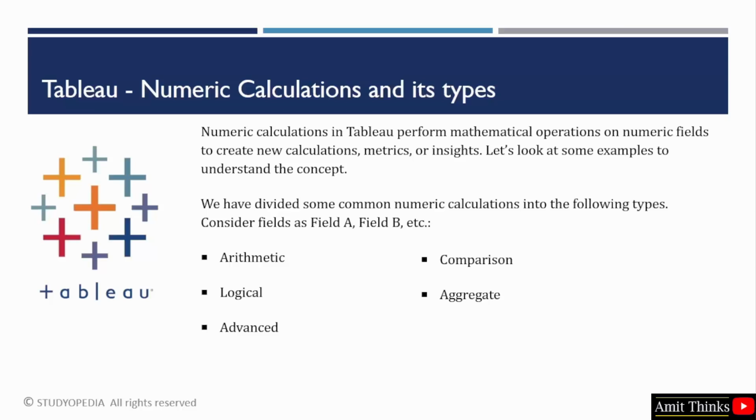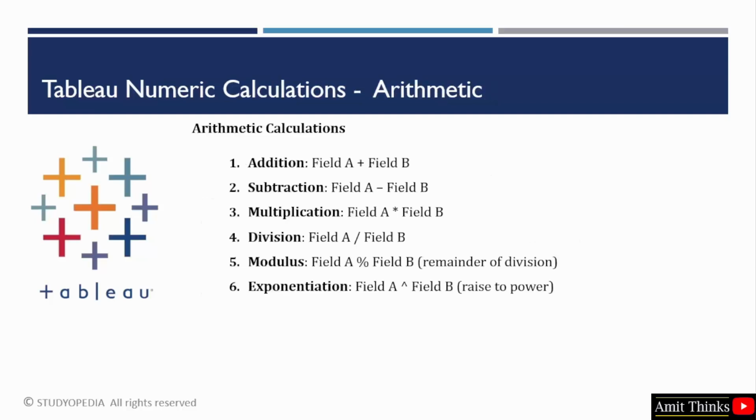First, consider that you have two fields, named field A and field B, for understanding the numeric calculations. The first one is arithmetic calculations. As the name suggests, operators for addition, subtraction, multiplication, division, modulus and exponentiation are all included under arithmetic calculations. Let's say you want to get the sum of sales for 3 states. So you can use the following numeric calculation and the plus operator, that is addition. Similarly, you can work around others.